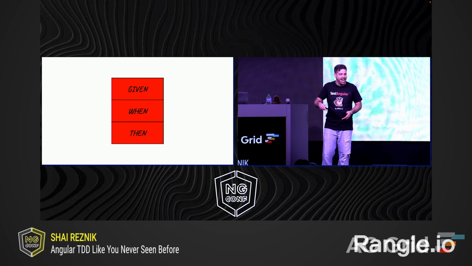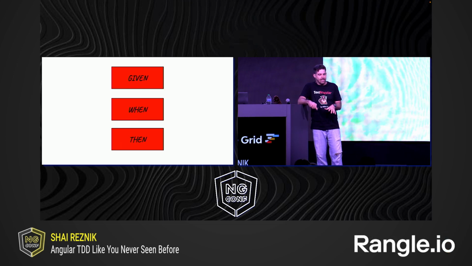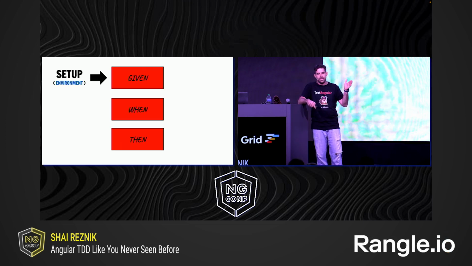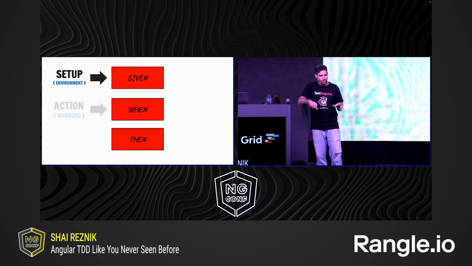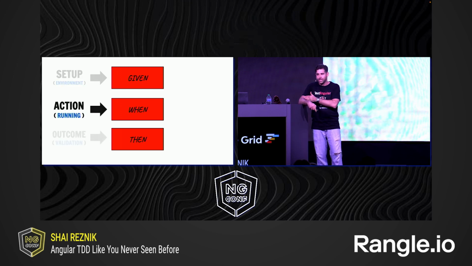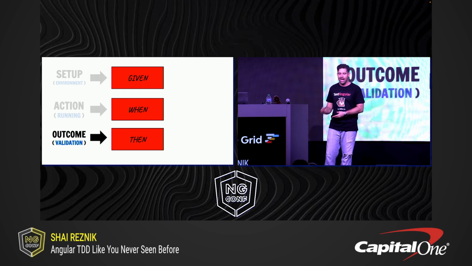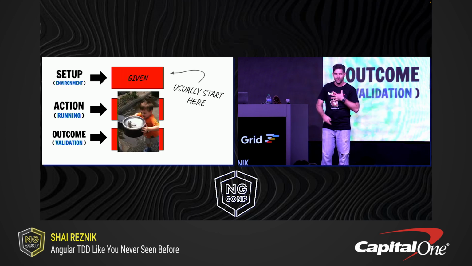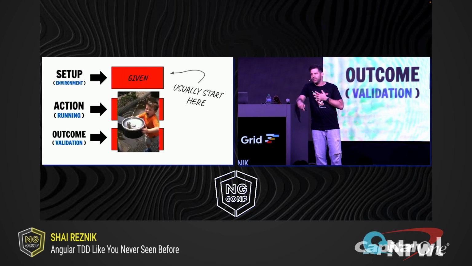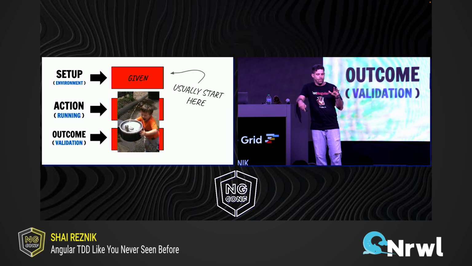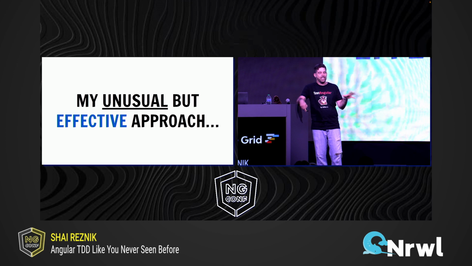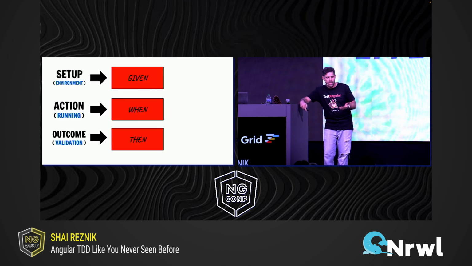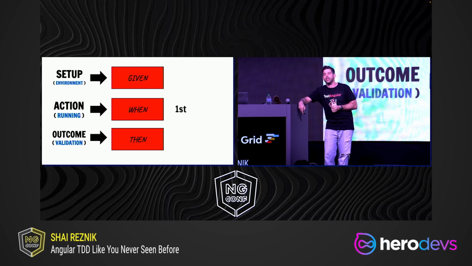With different letters. And that's, just to explain, the given is where we set up our environment, or all the inputs, and the when is where we run the action, and the then is where we validate the outcome. Now, we usually start here, but my research showed that it's not the optimal way to do things, okay? Usually this is what leads to the resistance of TDD. So my unusual but effective approach is to start here, in the when.